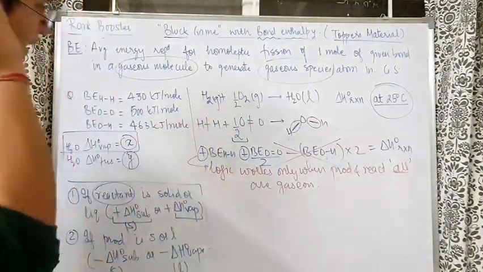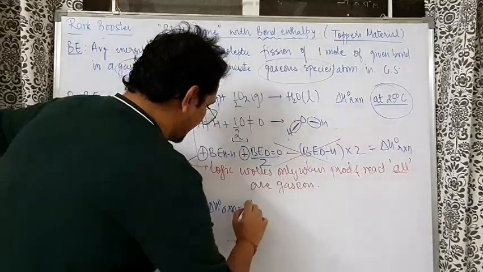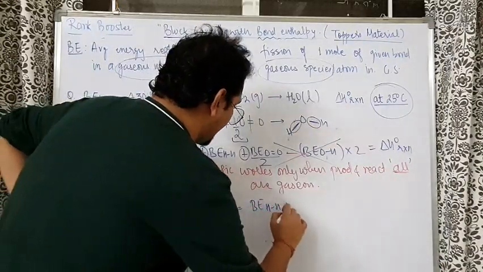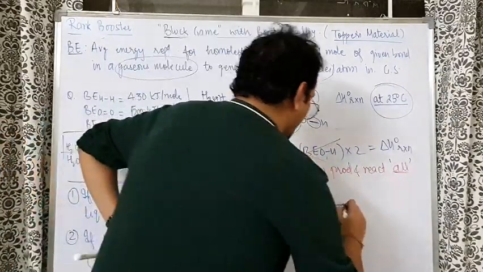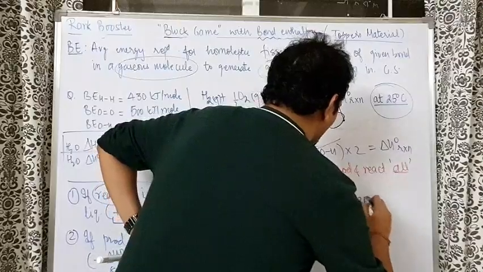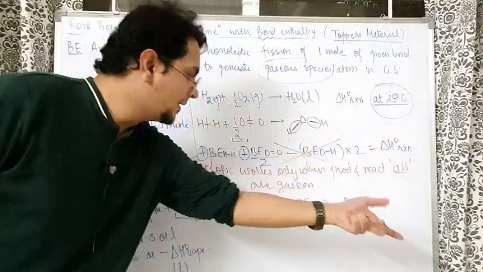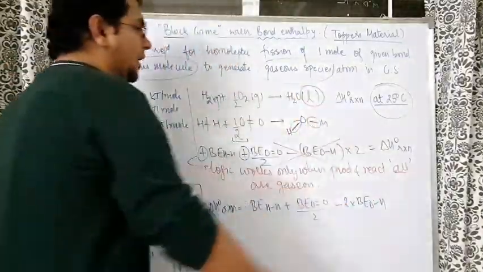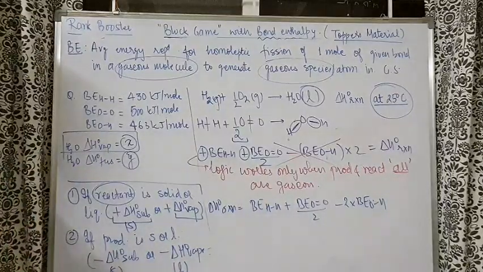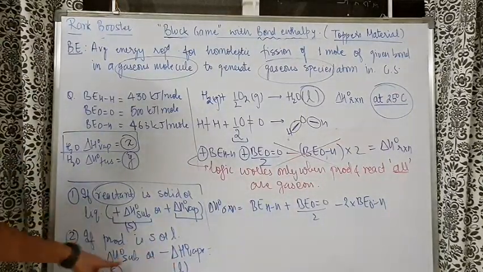So here, one thing is sure, that enthalpy of reaction up to here is clear: bond enthalpy of HH, fine, plus bond enthalpy of O double bond O by 2, this is also correct, minus 2 times bond enthalpy of OH, this is also correct, because energy is required to break the bond and released in bond formation. Only one twist is here, that we are getting a liquid here. And the rule is very simple. If the product is solid or liquid, then minus sign should come.